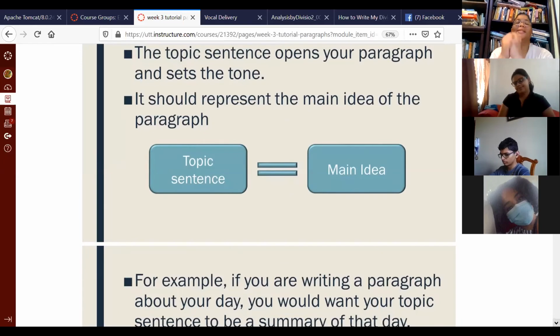Your topic sentence is the main idea of your paragraph. It is like a mini thesis statement. So your essay has a thesis statement. That's the overall main idea of your essay. The topic sentence is the main idea of the paragraph.